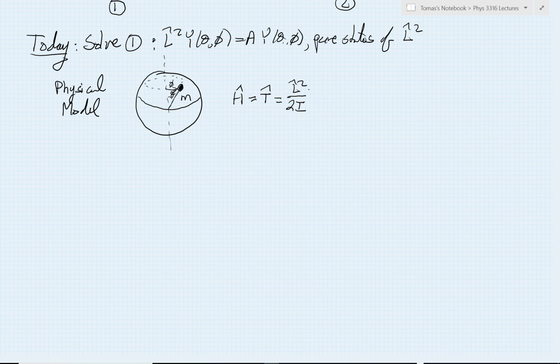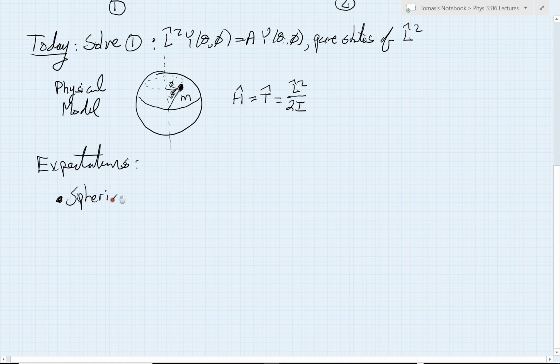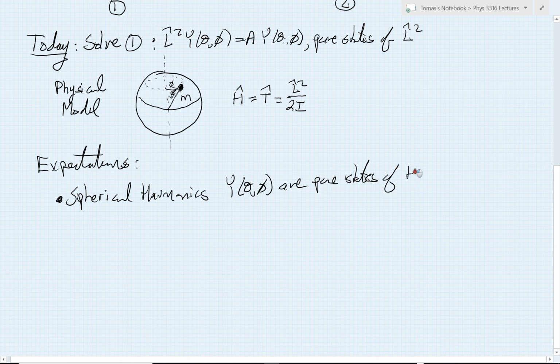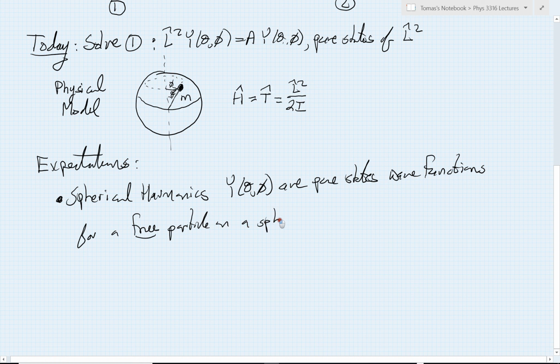So there are certain properties or expectations that we can have now that we have this physical model. The first expectation is that these so-called spherical harmonic functions, which again are traditionally written as Y, which depend on angles theta and phi, are the pure states of the energy, or of the Hamiltonian. I should say, they are the pure state wave functions, actually, because that's what they are going to give us when we solve that Hamiltonian equation. They are the pure state wave functions for a free particle. There was no potential there, on a sphere.